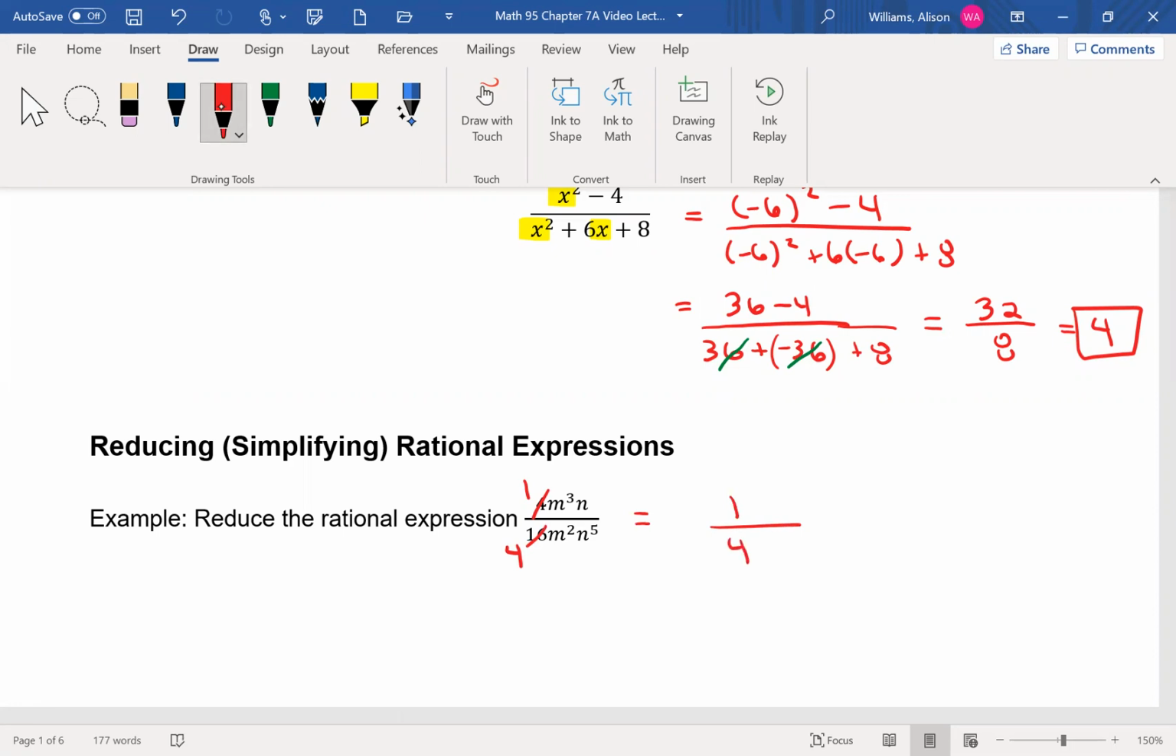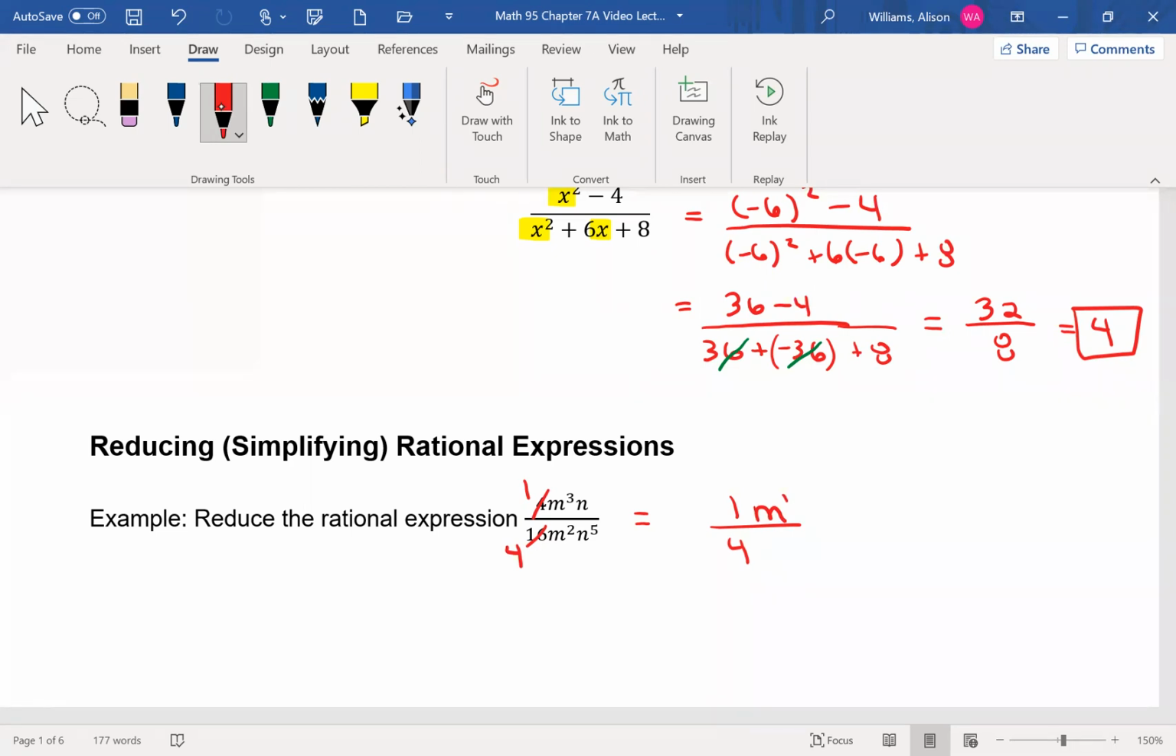Now for the m's, you might remember when you're dividing, you're subtracting the exponents. So m cubed minus m squared results in m to the 1. You don't have to put the 1. I'll rewrite this when I'm done.